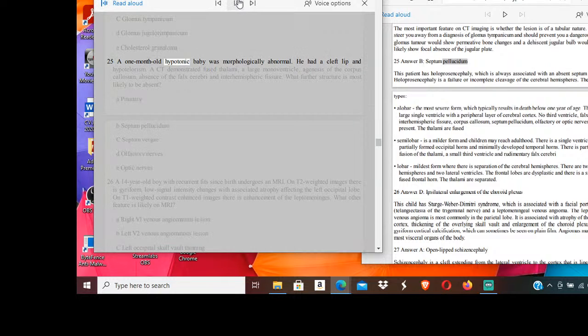A 1-month-old hypotonic baby was morphologically abnormal. He had a cleft lip and hypotelorism. A CT demonstrated fused thalami, a large monoventricle, agenesis of the corpus callosum, absence of the falx cerebri, and interhemispheric fissure. What further structure is most likely to be absent?